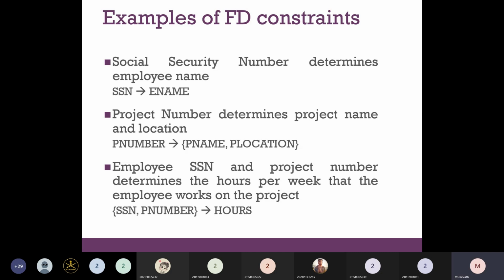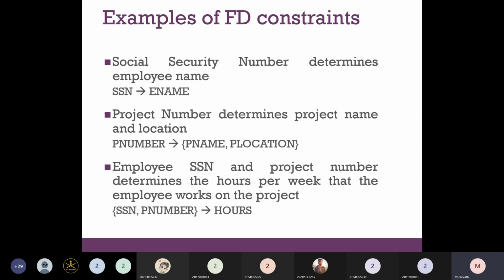name of the employee. Similarly, suppose a project number determines the project name and location. In that sense, we can say that P number determines P name and P location, a unique value of P name and P location. In that case, we can derive a functional dependency between these attributes.